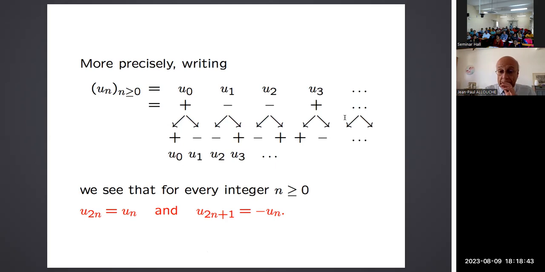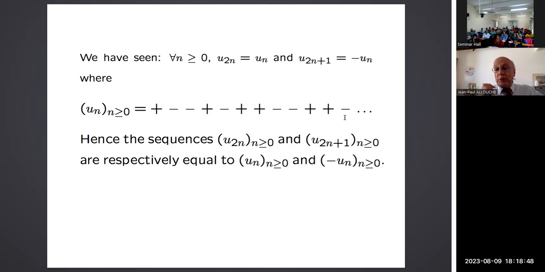In other words, when you split your sequence u_n between the two subsequences on the even indexes and on the odd indexes, you get two sequences. One is u_n itself, and the other one is negative u_n, minus u_n. But what happens if we split once more?